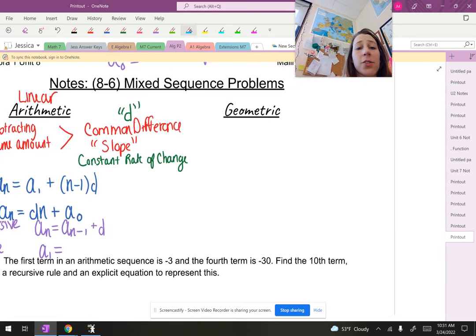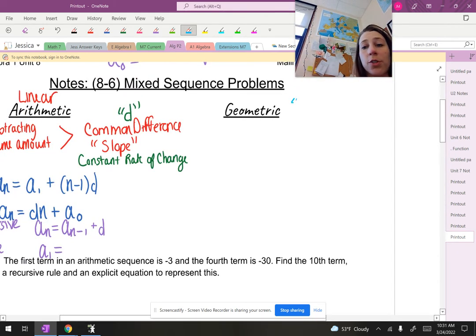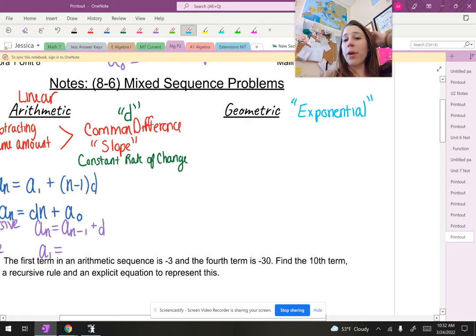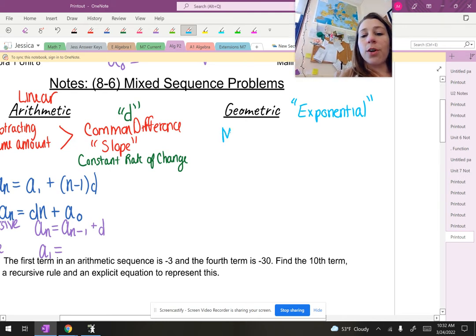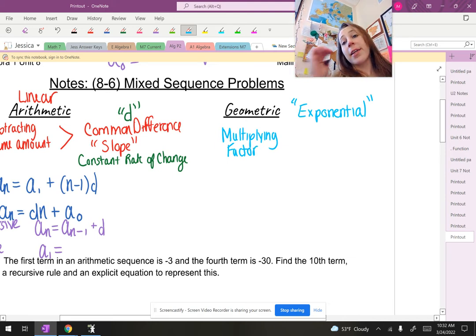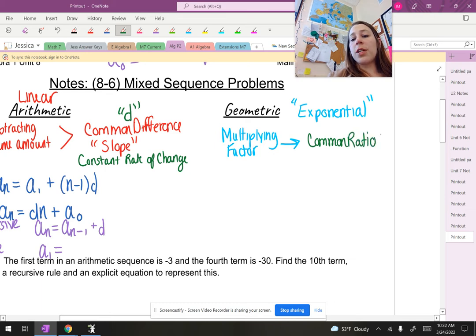All right, up next on the other side, we have our geometric sequences, which are very, very similar, and they are basically exponential relationships. They just don't have those decimal values, right? They're only the whole numbers. So if it's exponential, that means that it has what is called a multiplying factor. Right, we're multiplying or dividing by the same amount each time, which is your common ratio. And we're using that r to represent our common ratio this time.